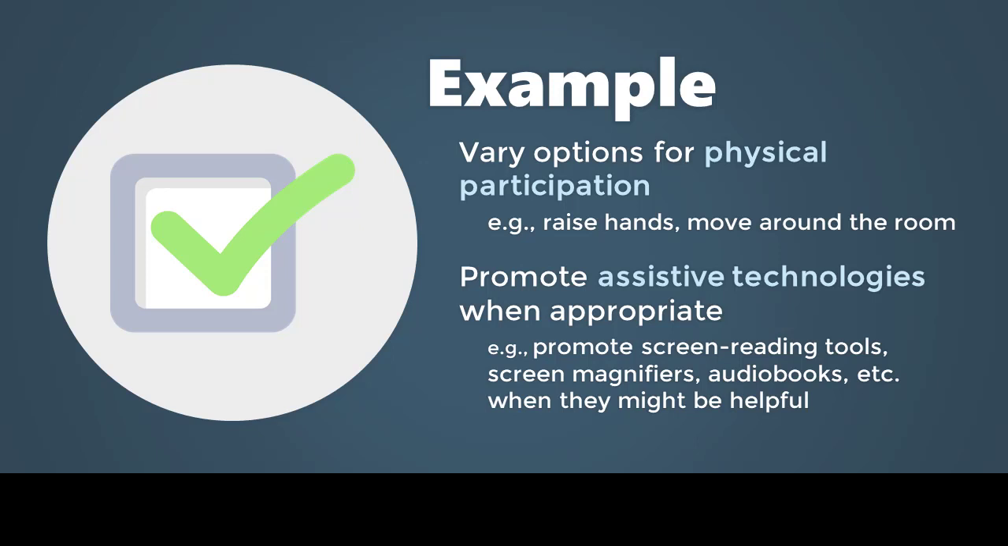Another strategy is to promote assistive technologies when they're relevant. You don't need to use these tools or teach students how to use them, but having an awareness is what will help you promote them when they could help. You could recommend screen reading tools, screen magnifiers, audiobooks, etc. whenever students are struggling with a barrier to learning, and connect them with the resources that would help.